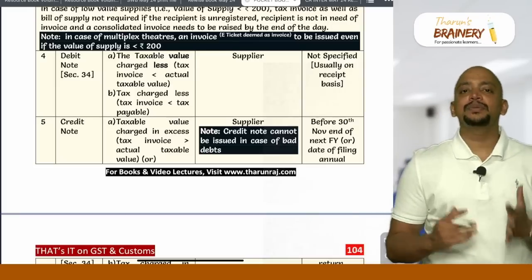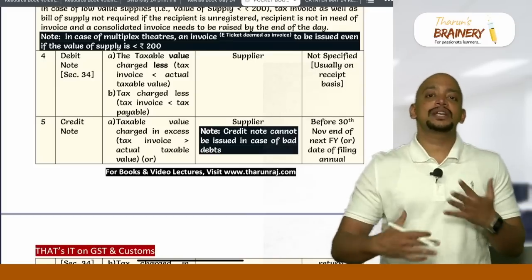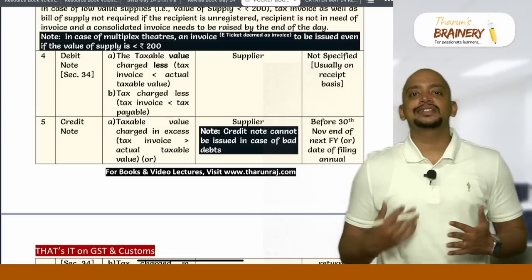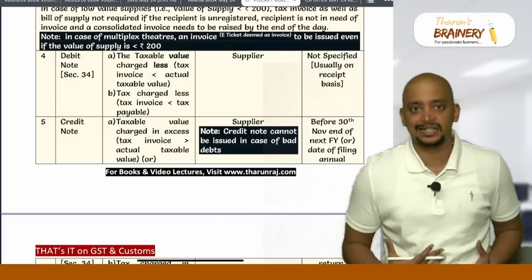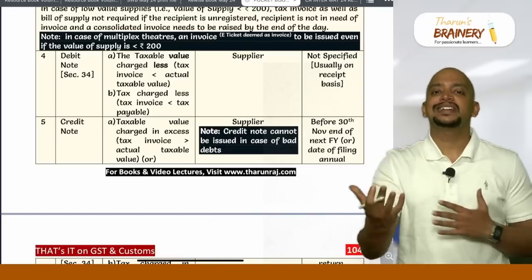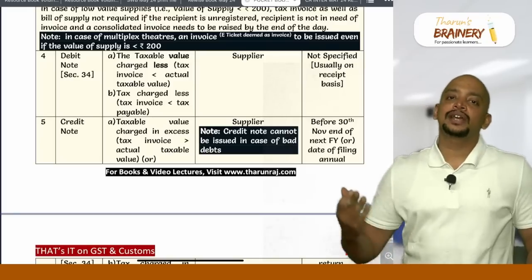So credit note will be given by supplier to recipient whenever there is a decrease in the invoice value. Suppose the supplier has charged more value and is giving a reduction in the value, then in that case credit note will be given by supplier to recipient. Or suppose extra tax is collected from the recipient, so in order to reduce the tax, for example 18% is collected instead of 12%, to give back the 6%, they will be giving a credit note.